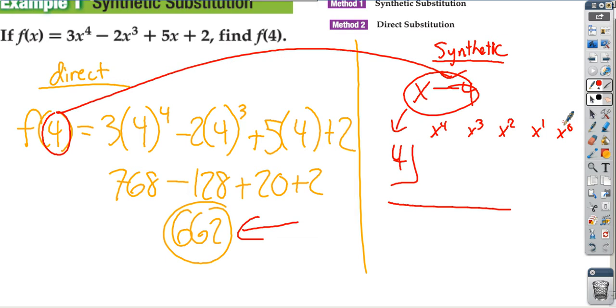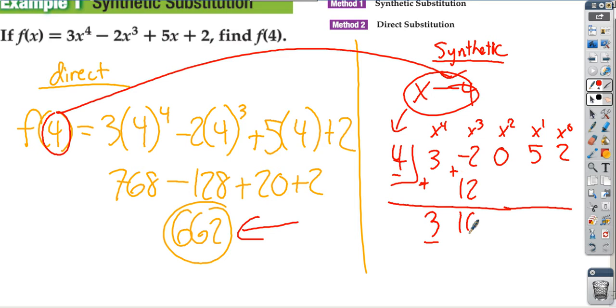So there, in that original, there's 3x to the 4th, there's negative 2x cubed, there's 0x squared, but we still have to include it. There's 5x, and there's 2 for the constant term. We start by adding 3 to nothing, because there's nothing there. 3 times 4 is 12. We're always adding these columns, so negative 2 plus 12 is 10.